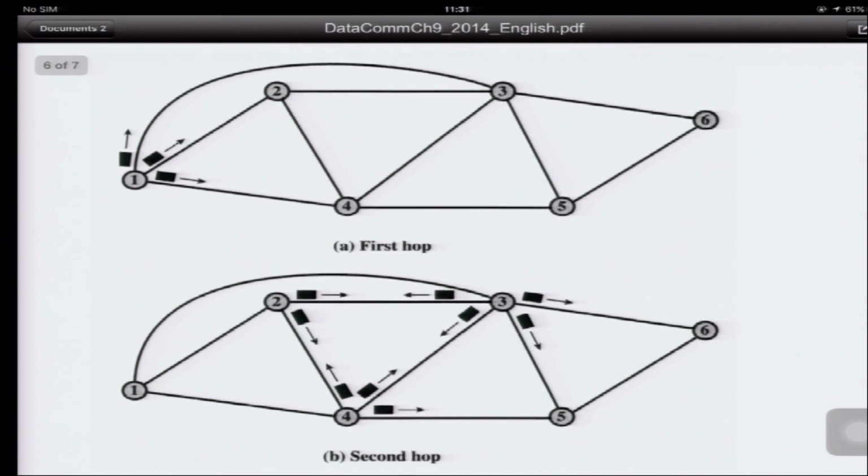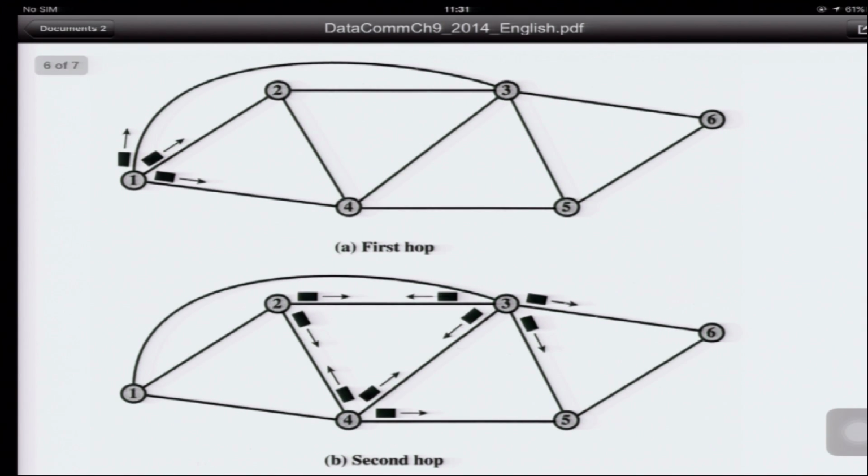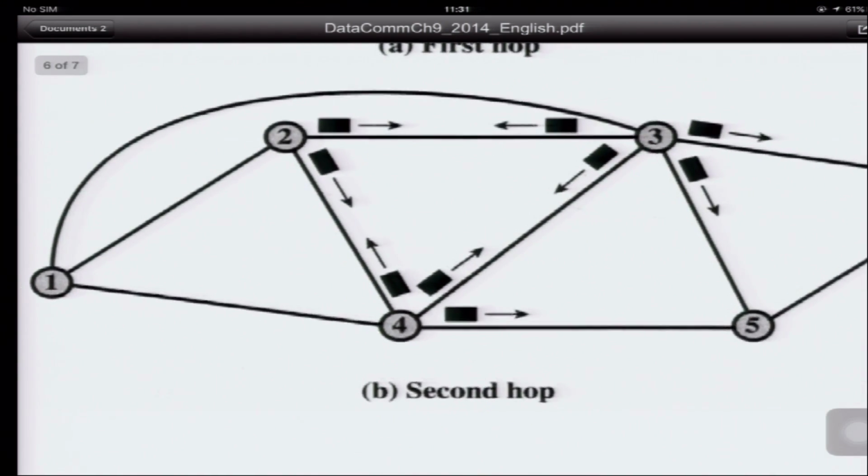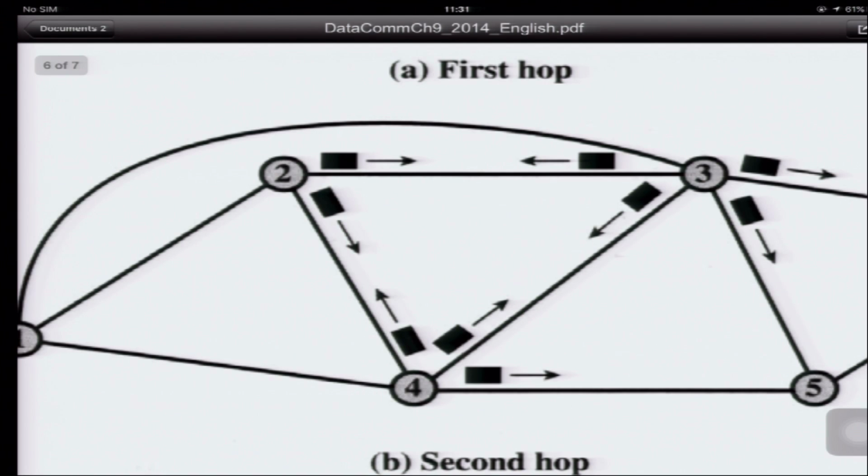Now node number 2 will receive the packet, node number 3 receives the packet, and node number 4 receives the packet, right? When node number 2 receives the packet, it will make copies and send to neighboring nodes. What are the neighboring nodes of node number 2? Node number 3 and node number 4. So node number 2 will send to node number 3 and node number 4, right?